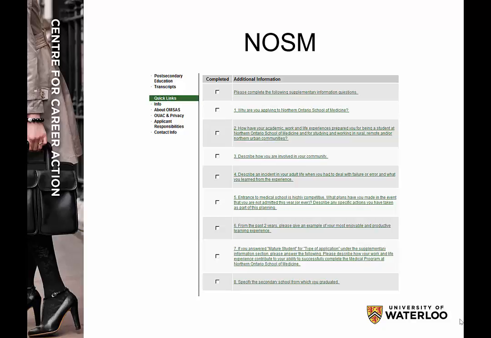Question 7, which can be answered in 1,000 characters, is for mature applicants who are 25 years of age or older. Mature applicants applying with a 3-year degree must answer this question. Mature applicants with a 4-year degree have the option of answering and having your answer considered. The question is, please describe how your work and life experience contributes to your ability to successfully complete the medical program at NOSM. Remember to include a verifier for activities described in your essays. You can put the verifier number in brackets and double check that they are on your verifier list.